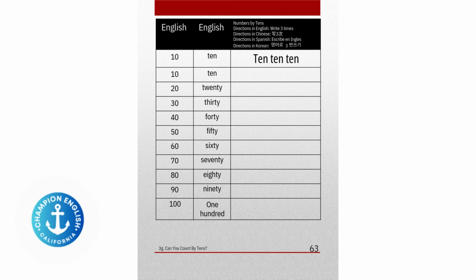So you should write, come on, let's say it together. 10, 10, 10, 20, 20, 20, and so on up to 100, 100, 100. Okay, so go ahead and write each one 3 times, and you have 5 minutes. Ready and go.